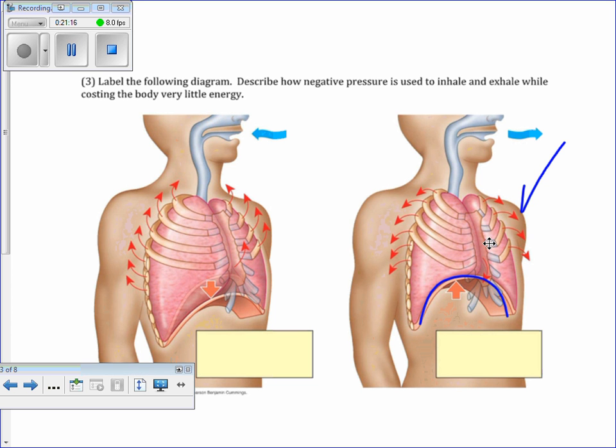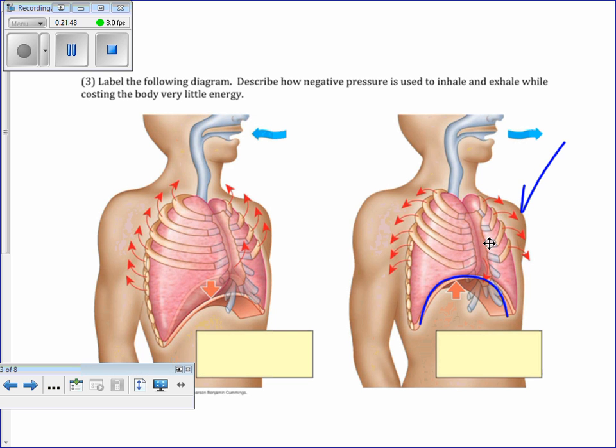Okay? And then when you go into a contracted state, an active state, when the diaphragm contracts, it flattens. And the rib cage is lifted. So what did I just do to the volume of the chest cavity? Increased it, which would cause the pressure to decrease. Now, what I'm changing the pressure in relationship to is the atmospheric pressure.